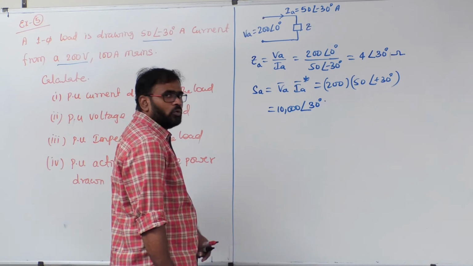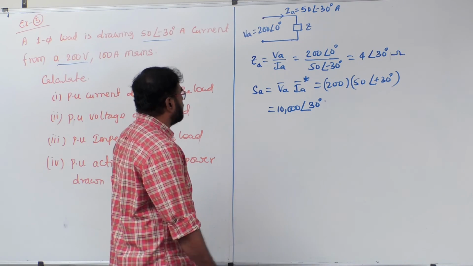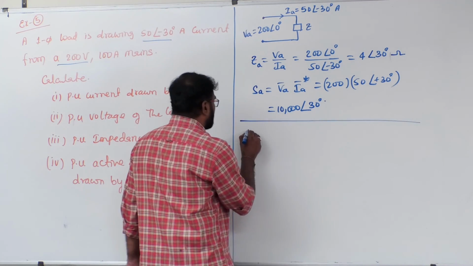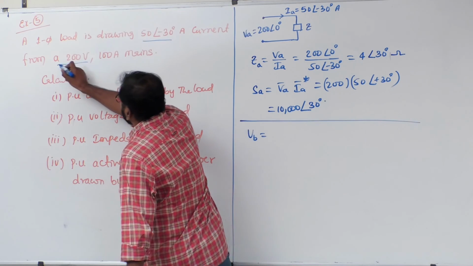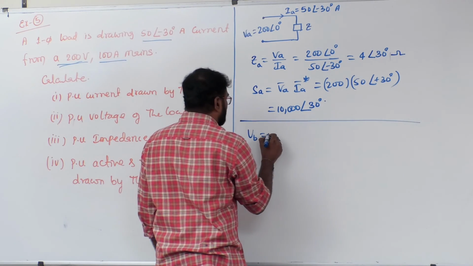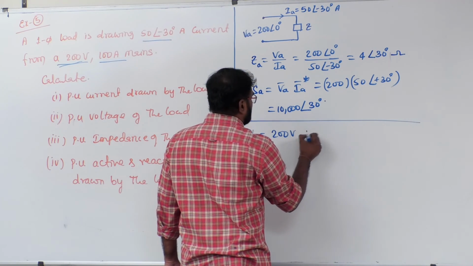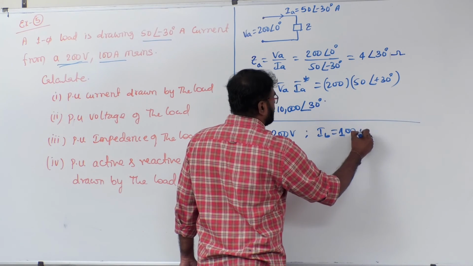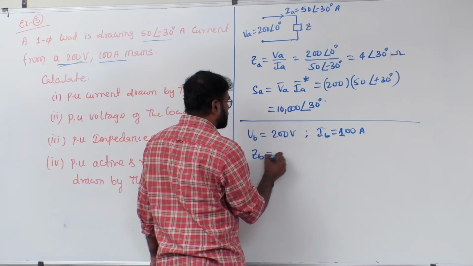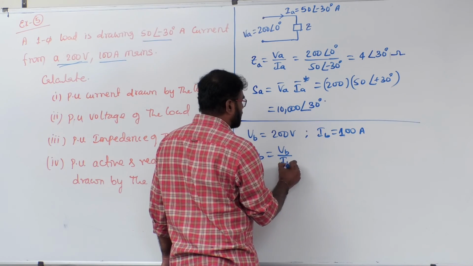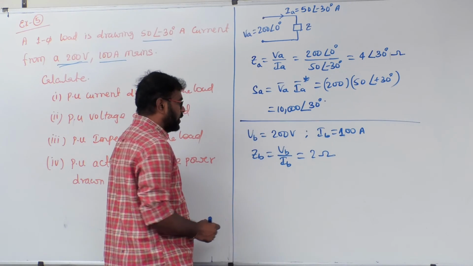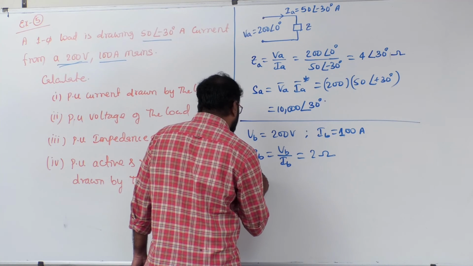Clear? Now we need to see what the base quantities are. So what is V base? The rating of the mains is considered as the default base. V base is 200 volts. I base is 100 ampere. If that is the case, what is Z base? V base by I base, nothing wrong. 200 by 100, that is 2 ohms. Clear?